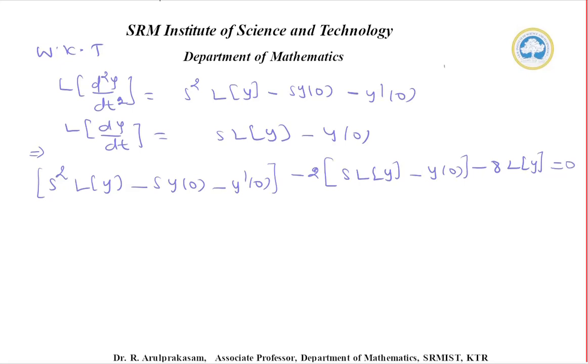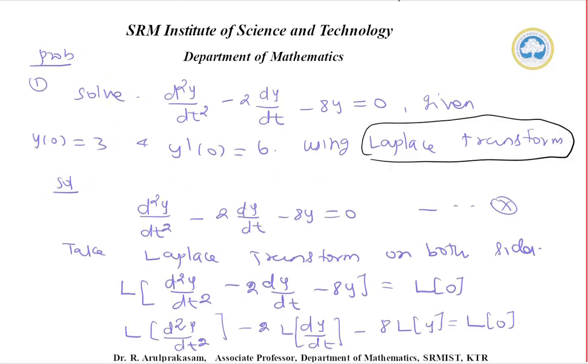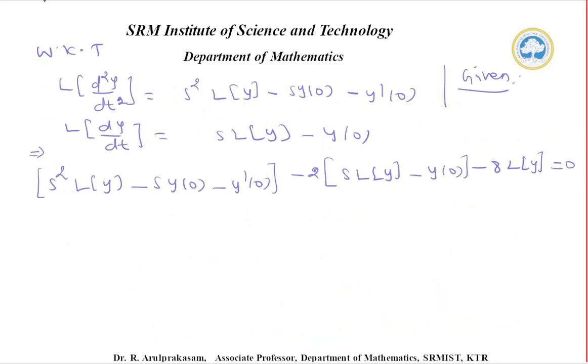One more thing: my initial conditions are given. What are the initial conditions given in the problem? y of 0 equal to 3 and y dash of 0 equal to 6. What is the meaning of this? The meaning is that when t is equal to 0, my y value is 3. And when t equal to 0, my y dash value, the first derivative at that point, is 6.